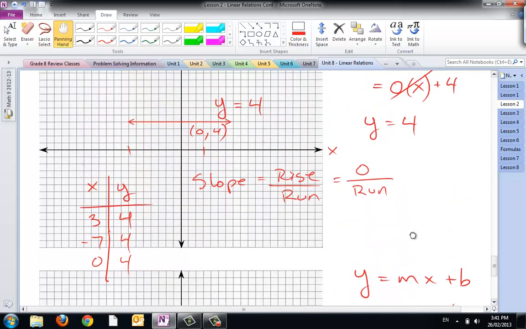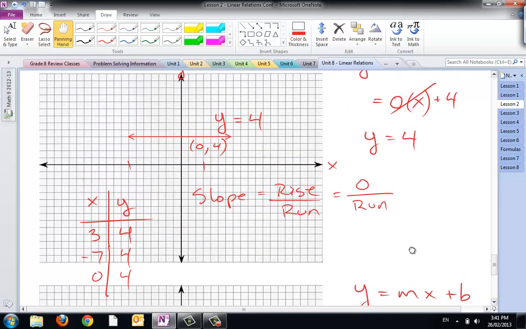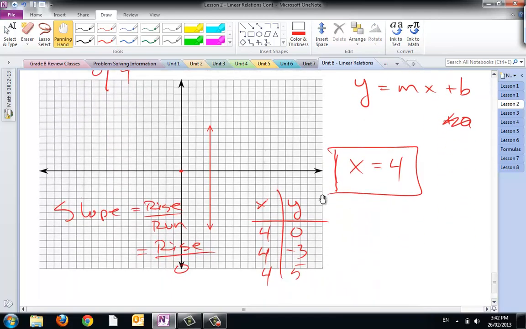Okay, I hope those last two made sense. They're sort of unique situations. Just sort of tuck them away, make notes on them. And basically what you want to say to yourself is a horizontal line will have a formula y equal to whatever the y-intercept is, and a vertical line will have a formula x equals whatever the x-intercept is.